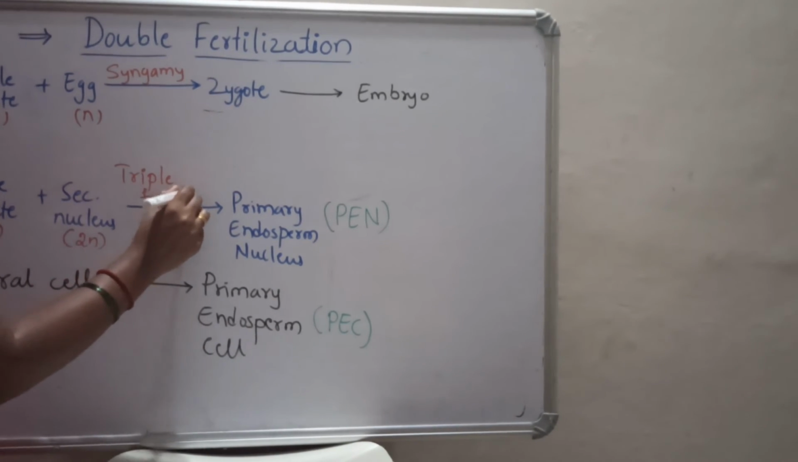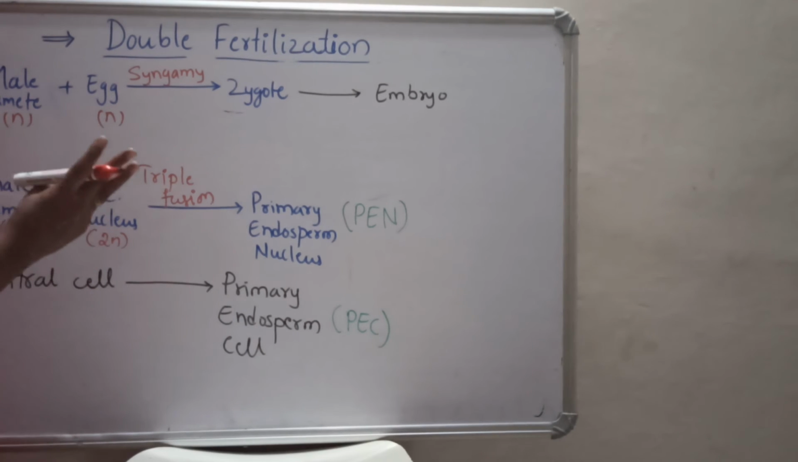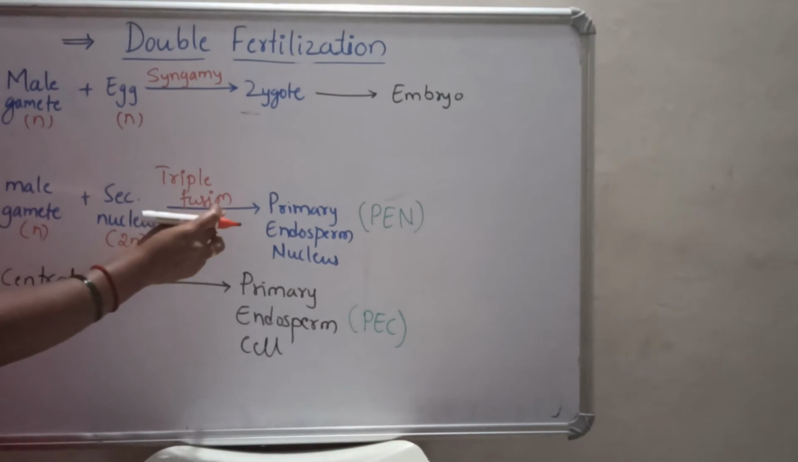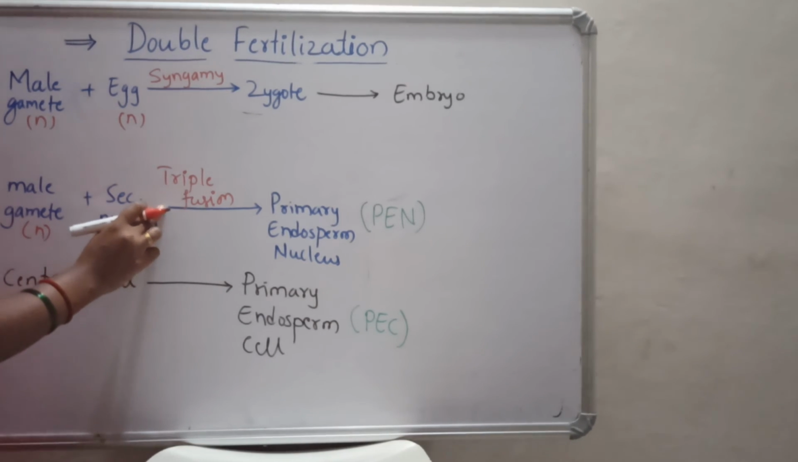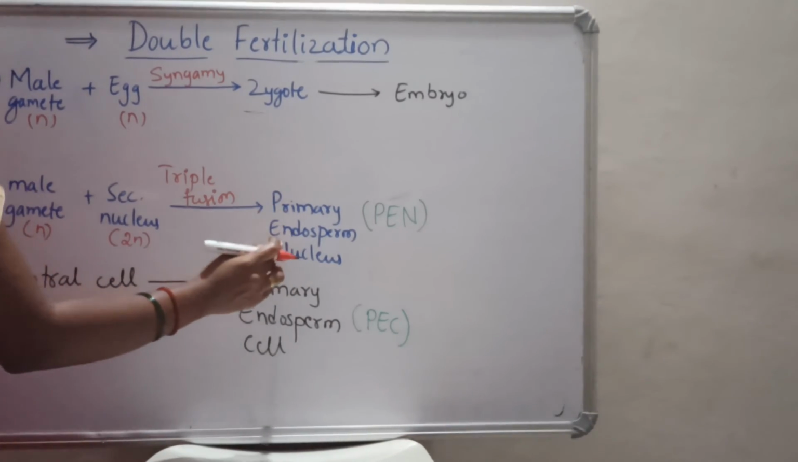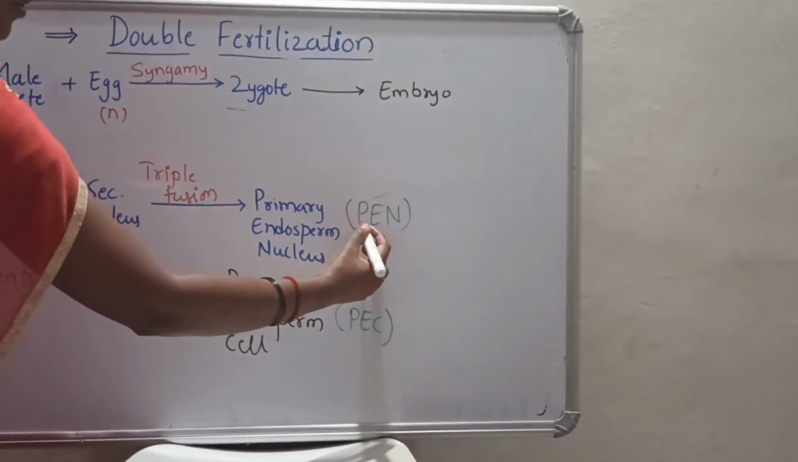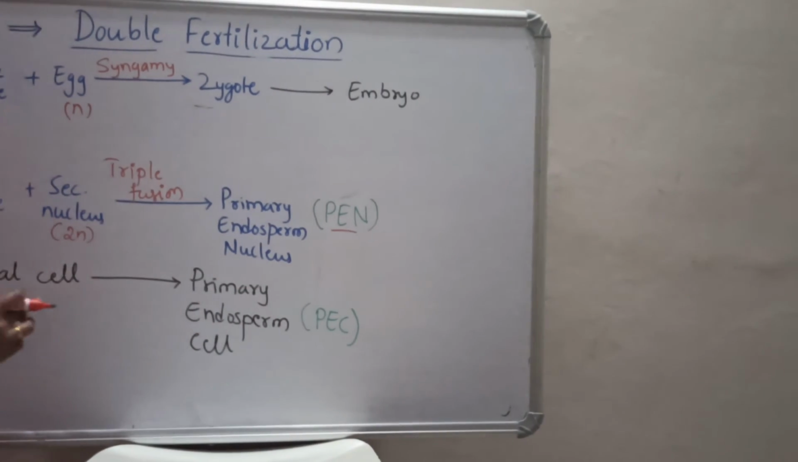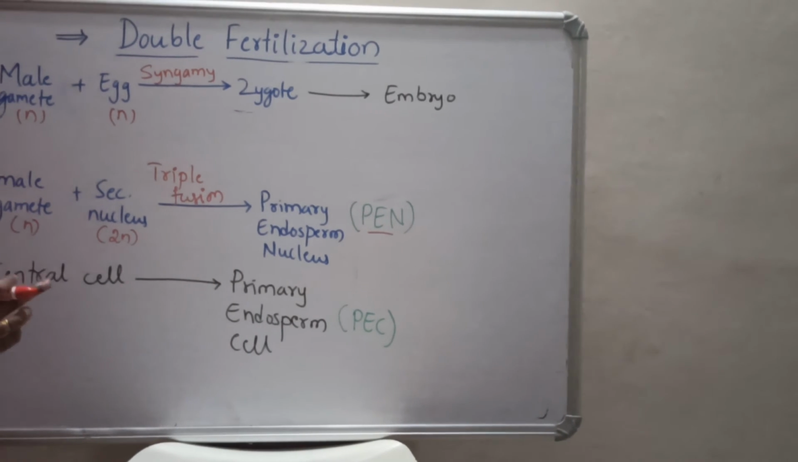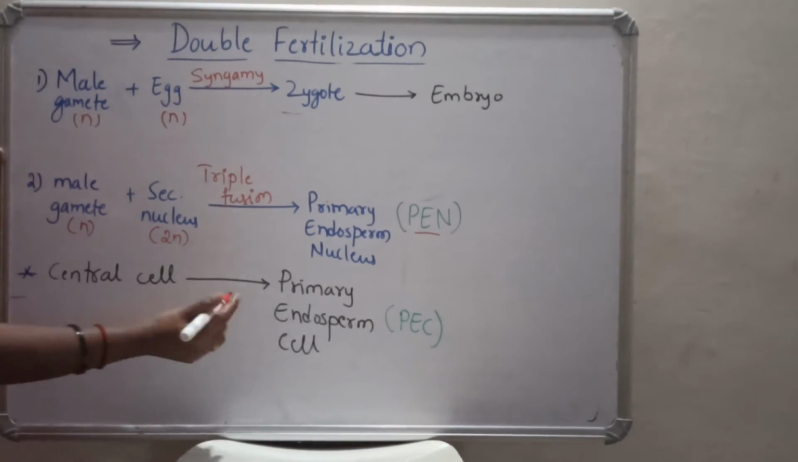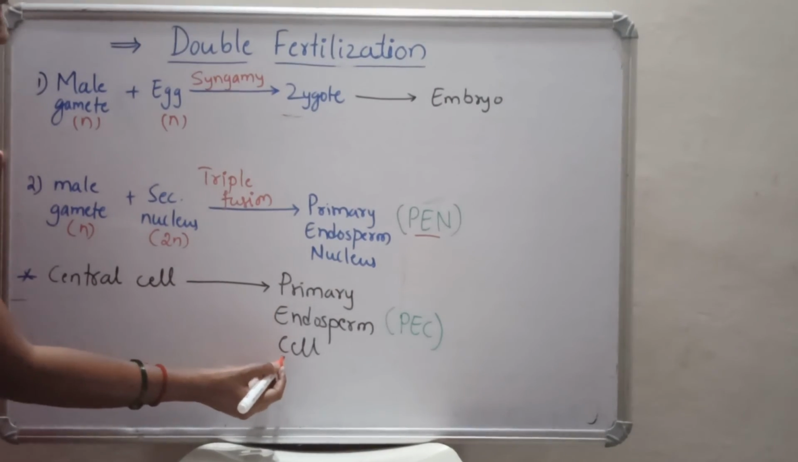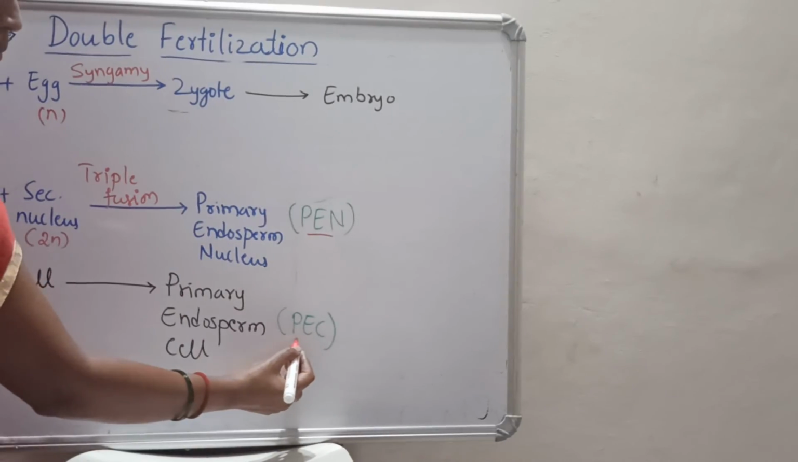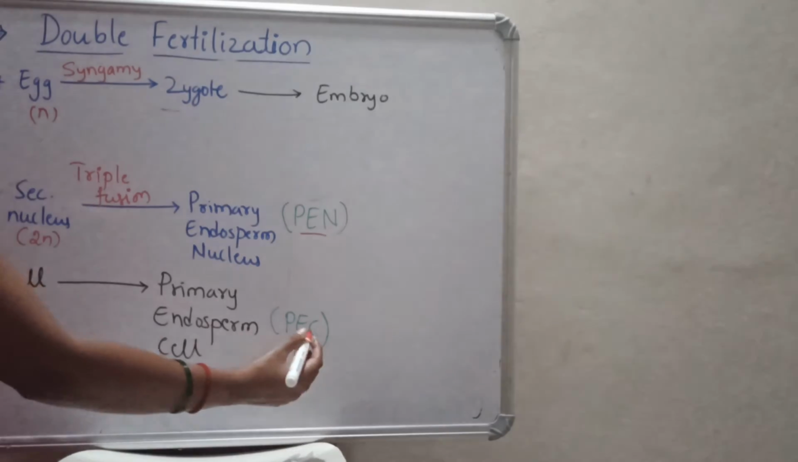Why is it called triple fusion? Because three haploid nuclei get fused, and that fusion is called triple fusion, and they form the primary endosperm nucleus, that is also called PEN. After that, the central cell of the embryo sac becomes the primary endosperm cell. PEC means primary endosperm cell.